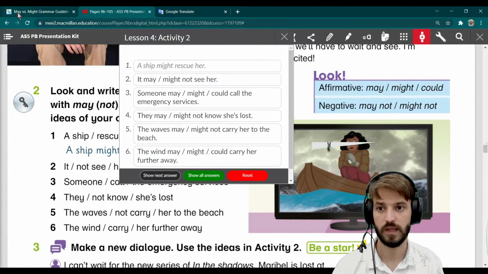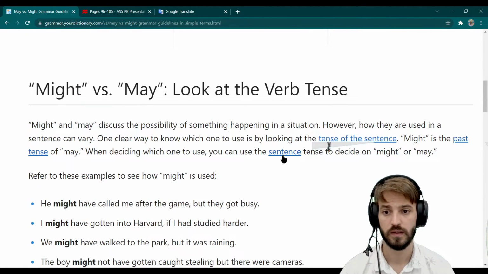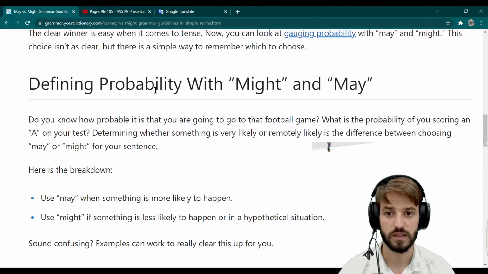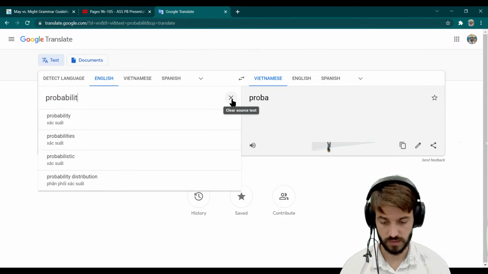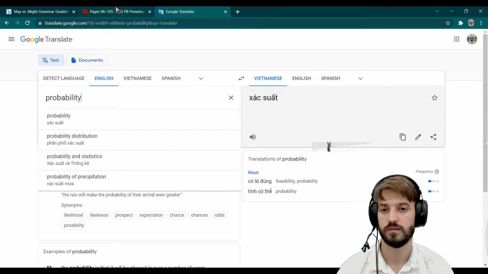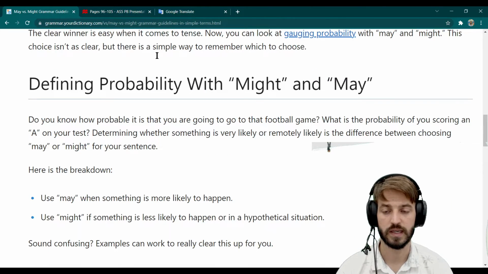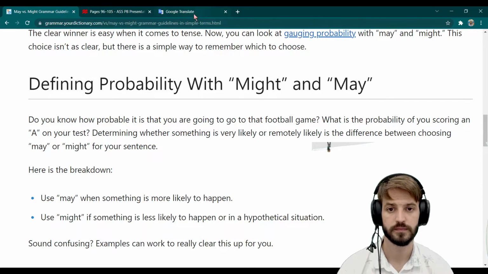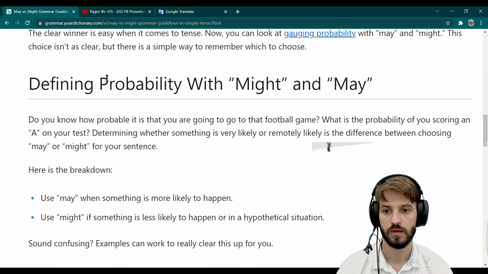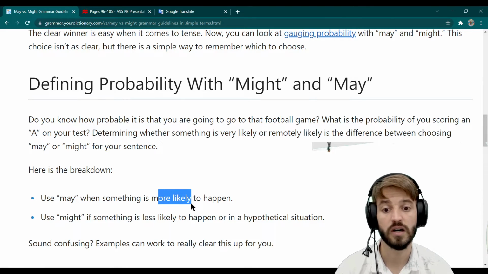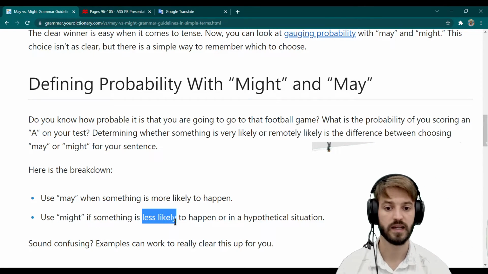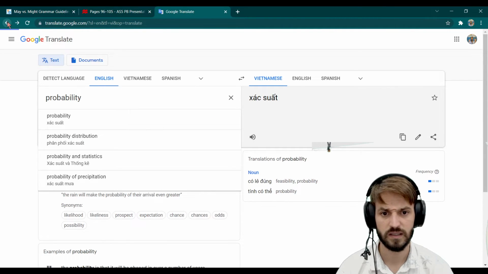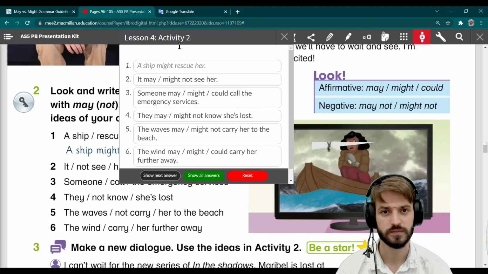There's actually a nice thing here. Let's read this through here. So now we're using it in terms of probability. Have a look at this word, probability. So we're looking at might and may in terms of probability. So we use may when something is more likely to happen. Might if something is less likely. Less likely to happen.